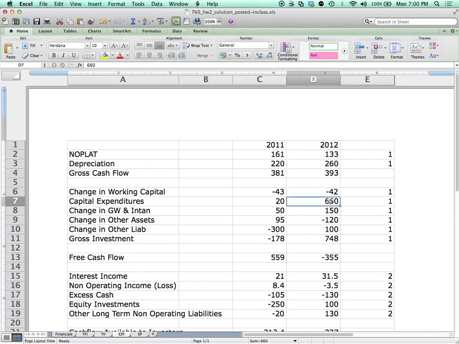Huge capital expenditure, and there's an and here. They made an acquisition. So they spent $660 million in CapEx, and they spent about $150 million of goodwill and intangibles on an acquisition. So now they made a huge $748 million net investment, which almost doubled their cash profit from their income statement. So they had huge negative free cash flow.